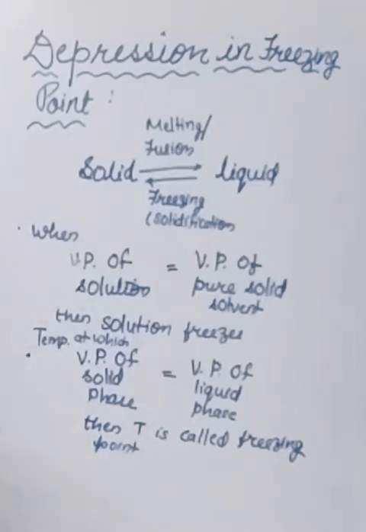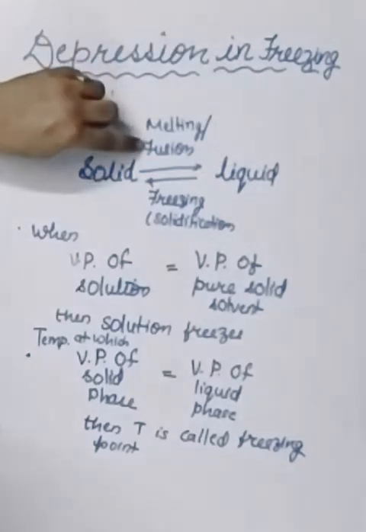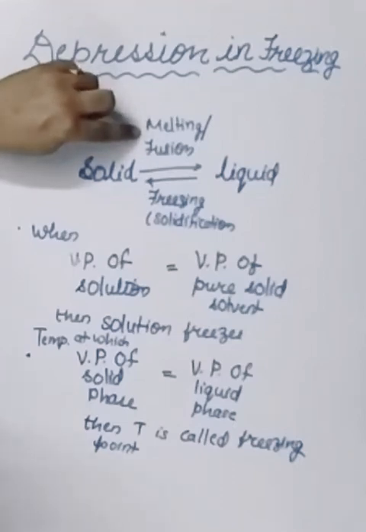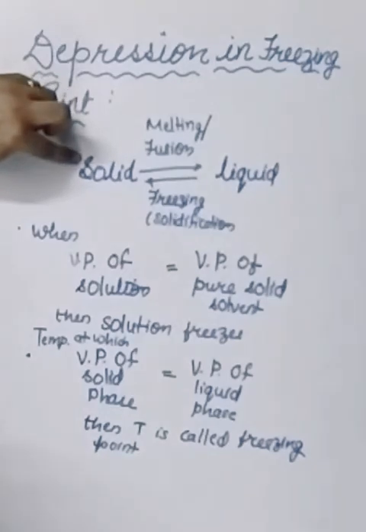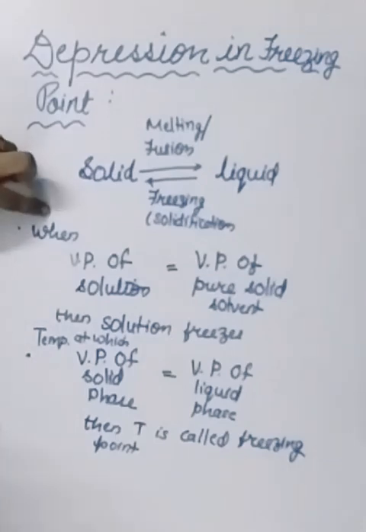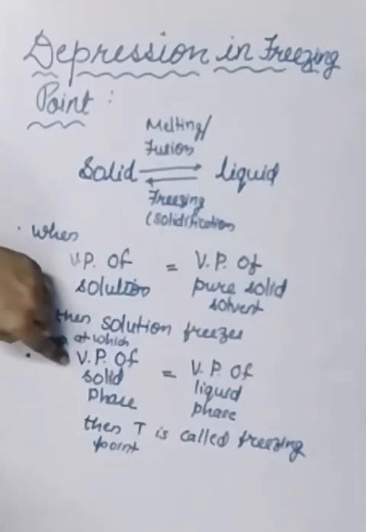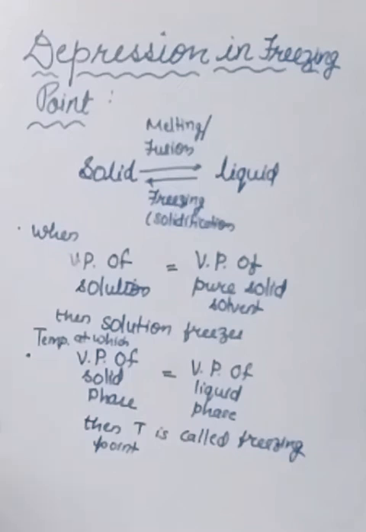There are two important things we should understand before discussing depression in freezing point. When a solid gets converted to liquid, this physical change is known as melting or fusion, and the temperature at which melting occurs is known as the melting point. When a liquid gets converted to solid, this is known as solidification or freezing. Freezing takes place whenever the vapor pressure of the solution becomes equal to the vapor pressure of the pure solid solvent. The temperature at which the vapor pressure of the solid phase and the liquid phase become equal is called the freezing point. We must understand these two things before starting.